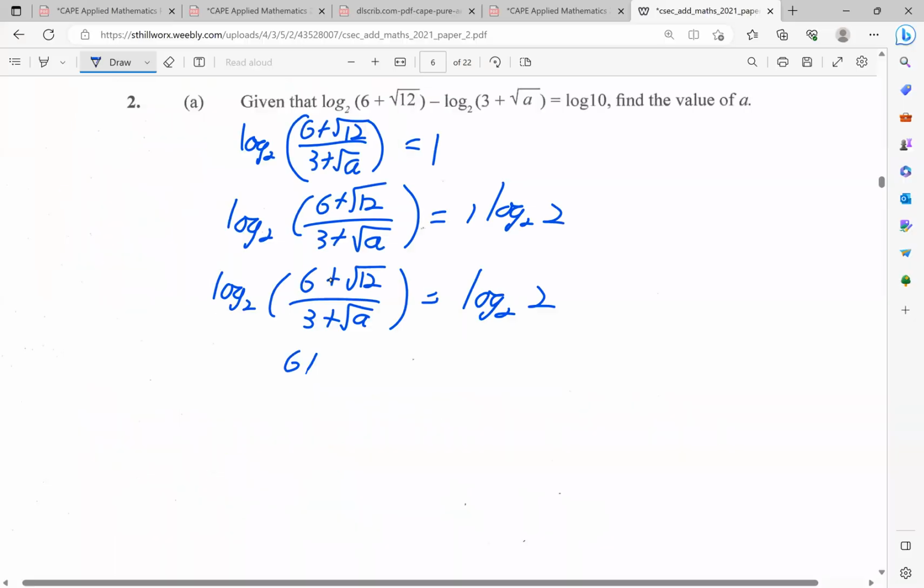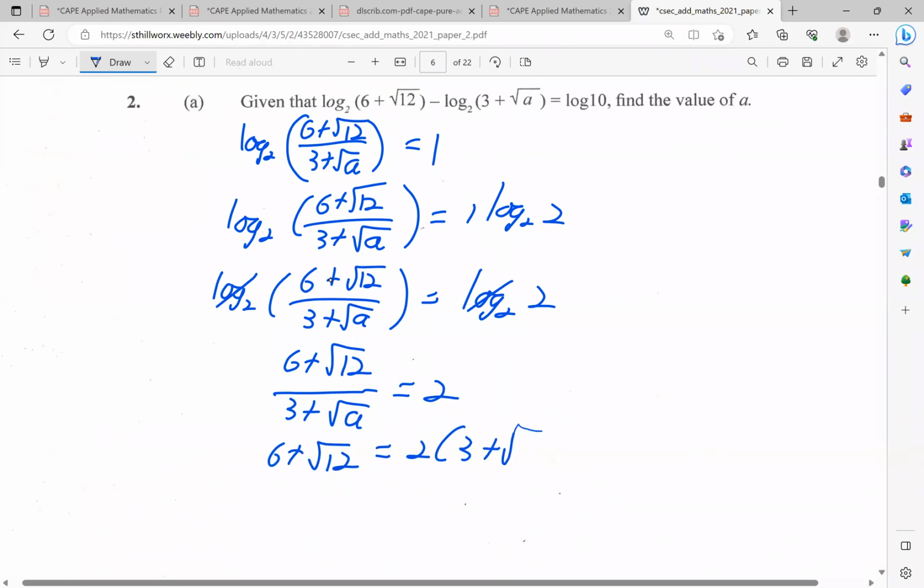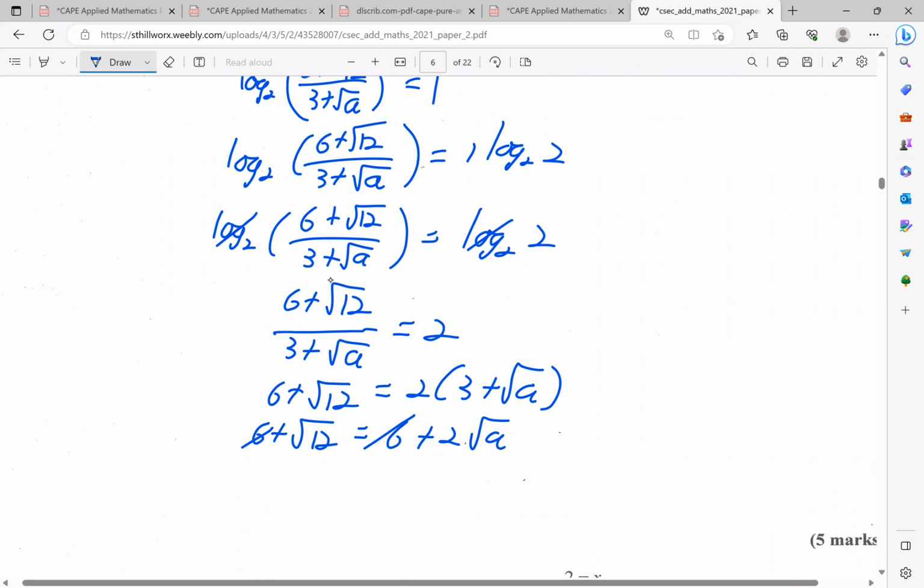So I get 6 plus root 12 over 3 plus root a is 2. This cancels with this. So I get 6 plus root 12 is 2 times 3 plus root a, which is 6 plus 2 root a. This cancels with this. Root 12 is 2 root a.